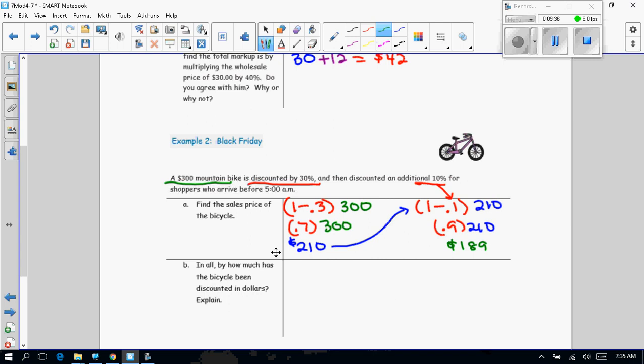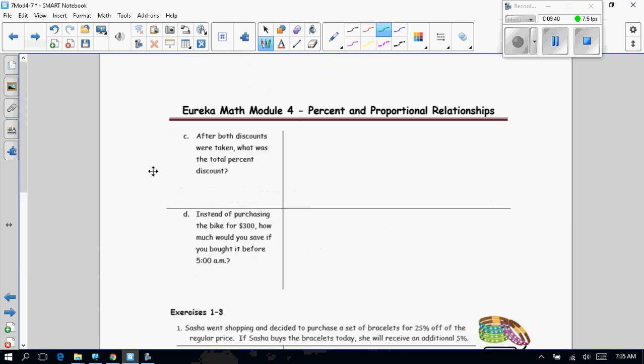All right, well, let's go. I'm going to skip over B because we kind of hit it twice, so I'm just going to hit it on the other page. So let's go over to C. After both discounts were taken, what was the real percent off? Now, most of us want to say, oh, well, 30 plus 10 is 40%. That's what most people think. Well, let's do some analysis of this and see if it really is 40%.